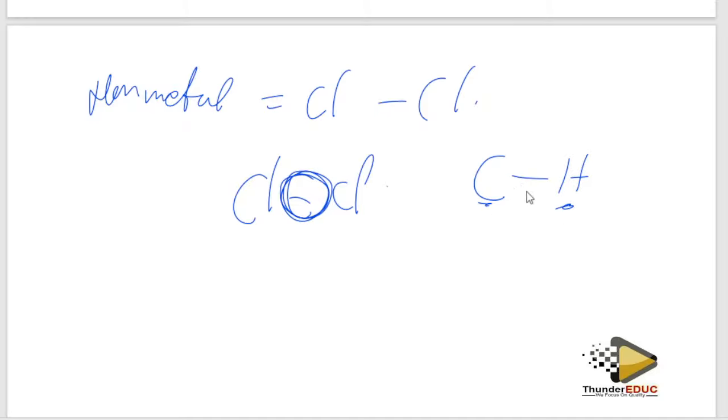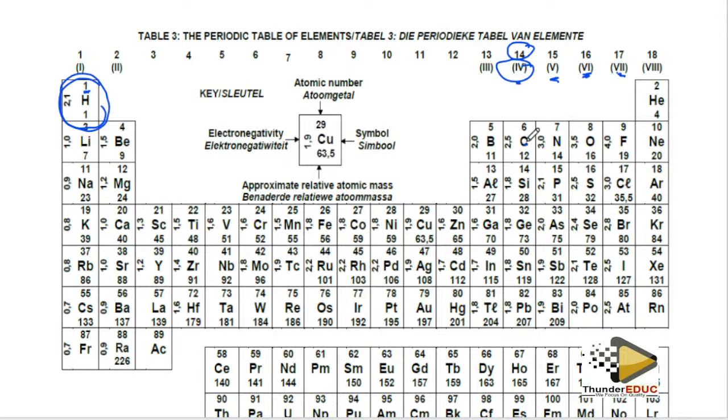This type of bond is formed as a result of sharing of these electrons, and we are going to see that clearly. Let me give you examples here. Carbon is in group 4. I want to form this structure. Carbon is in group 4, so it has 4 electrons.